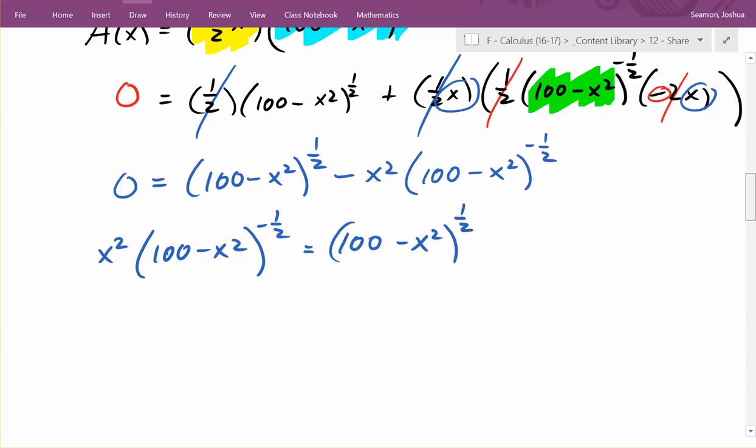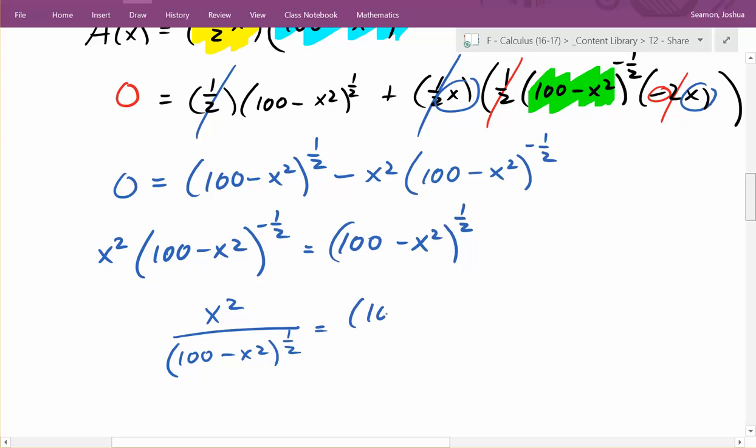What did we do next on the last problem? We have to do one thing first. We don't have anything to cross yet, right? We have to rewrite it. So what do we do? X squared over 100 minus x squared to the 1/2. When you move it down to the bottom, it becomes positive, right? Equals 100 minus x squared to the 1/2 over what?